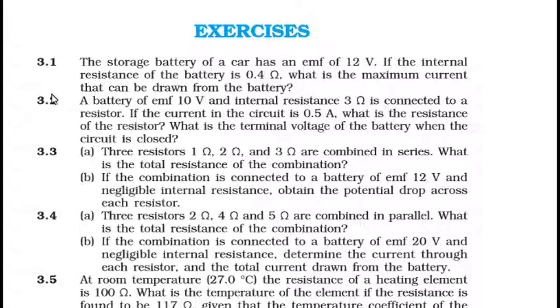Now let us see the second problem, 3.2. A battery of EMF 10 volt and internal resistance 3 ohm is connected to a resistor. If the current in the circuit is 0.5 ampere, what is the resistance of the resistor? What is the terminal voltage of the battery when circuit is closed?